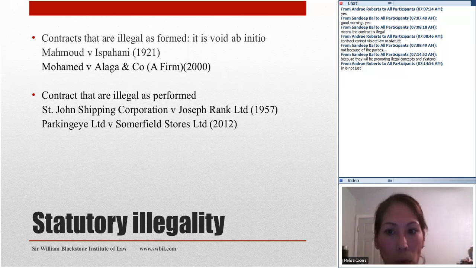When the contract is void, the issue is whether or not a party who is innocent of wrongdoing can recover a benefit conferred by the contract. Sometimes the benefit can be recovered, and in other cases, it cannot. These concepts have been illustrated in the following cases: Mahmoud versus Ispahani and Mohammed versus Alaga and Company.